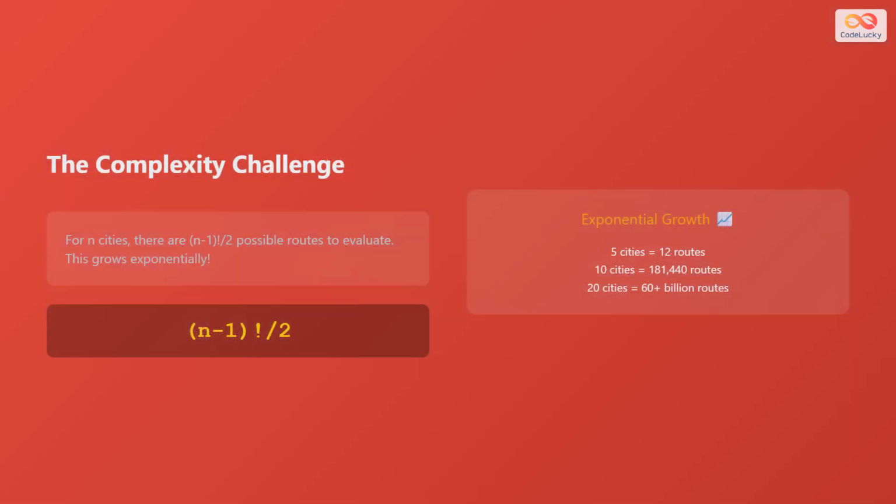Here is where things get tricky. The complexity of the traveling salesman problem increases dramatically with the number of cities. For n cities, there are (n-1)! / 2 possible routes to evaluate. The expression (n-1)! / 2 grows exponentially. This makes finding the absolute best solution a challenge.